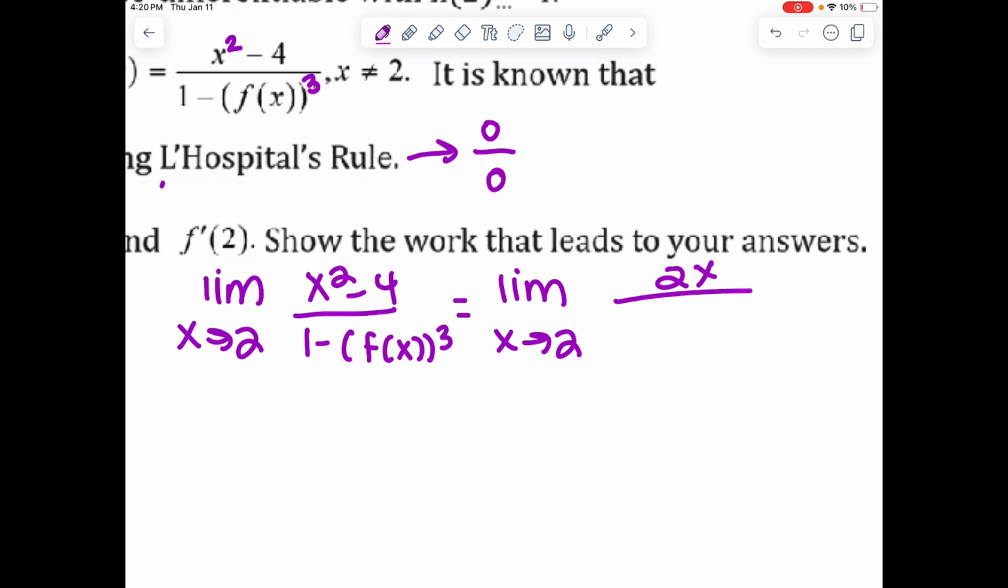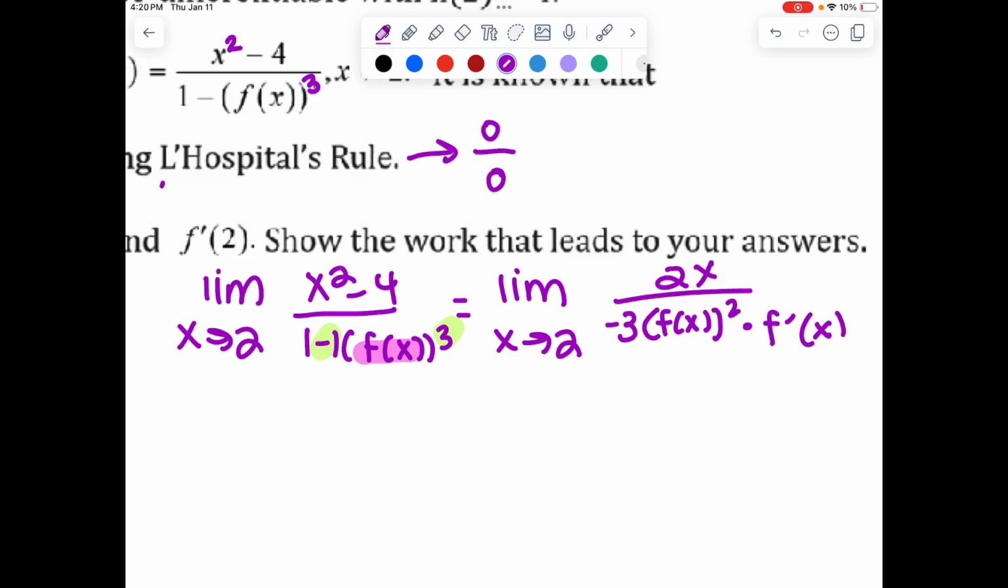This beautiful thing is a composite, because f of x is the inside, and then technically that minus 1 is outside, and then the 3 is outside too. So I'll take the derivative of that. So that would be minus 3 f of x squared. So that's like the derivative of the outside with the inside plugged in, times f prime of x.